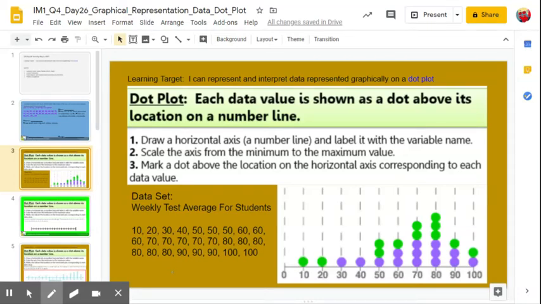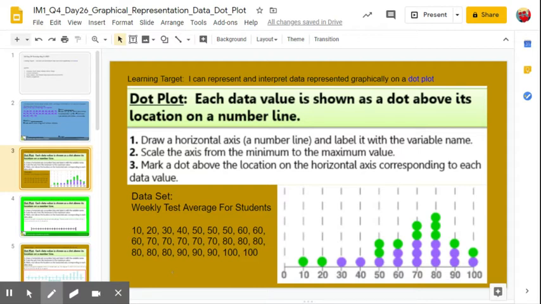Our learning target today is: I can represent and interpret data represented graphically on a dot plot. So I'm going to have you be able to actually create a dot plot if I give you a data set, or be able to read a dot plot graph. If you're given a graph, be able to analyze and interpret the data from the graph.